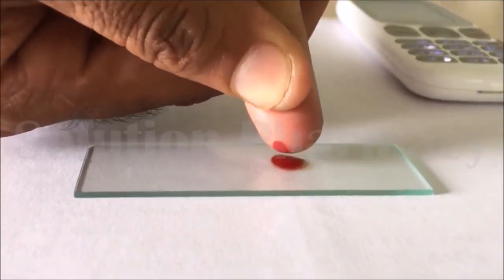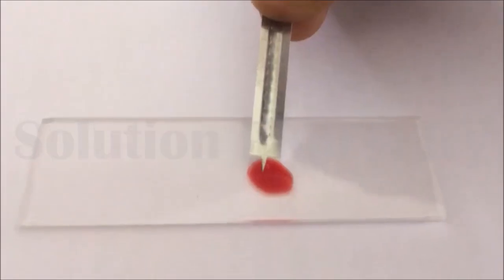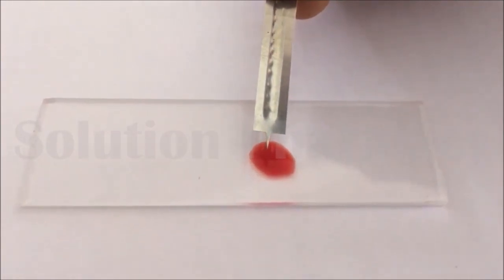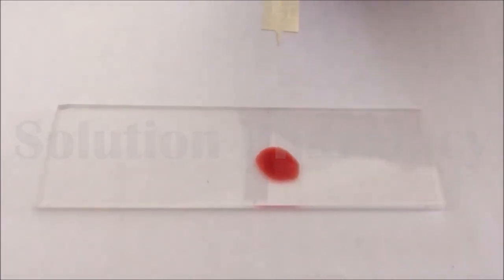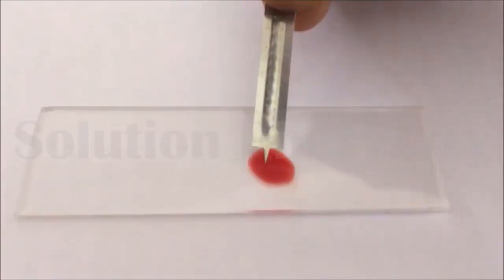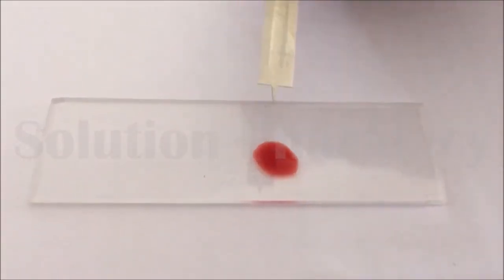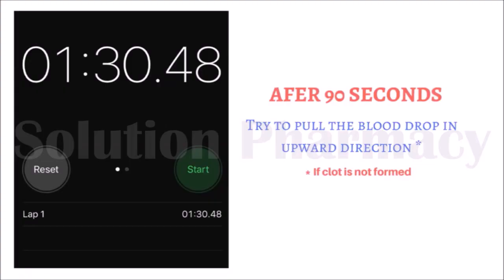Immediately pour this blood drop on the slide and start the stopwatch. Note the time. After 30 seconds, try to pull the blood drop in an upward direction with the tip of the lancet, or you can also use a needle or syringe tip. You can see here the blood clot is not formed. Again after 60 seconds, repeat the same process, meaning again pull the blood with the tip of the lancet or syringe, and you can see here there is no clot formation of the blood, meaning insoluble fibrin, which is a thread-like structure, is not formed here.